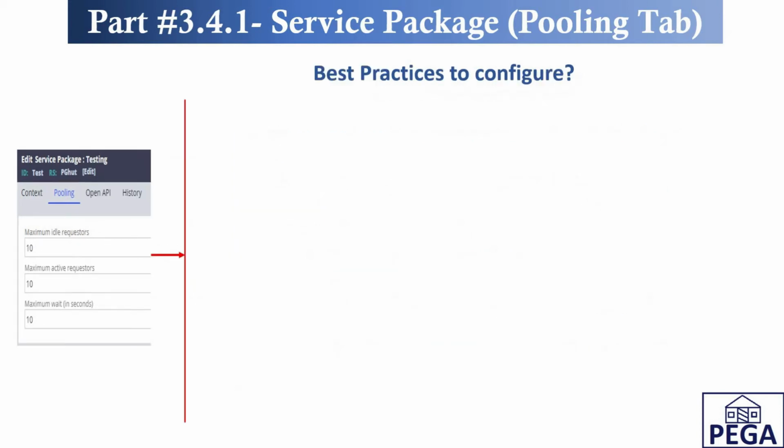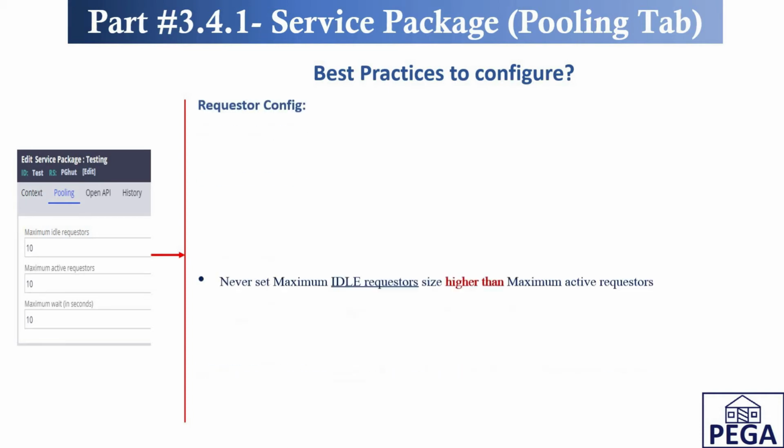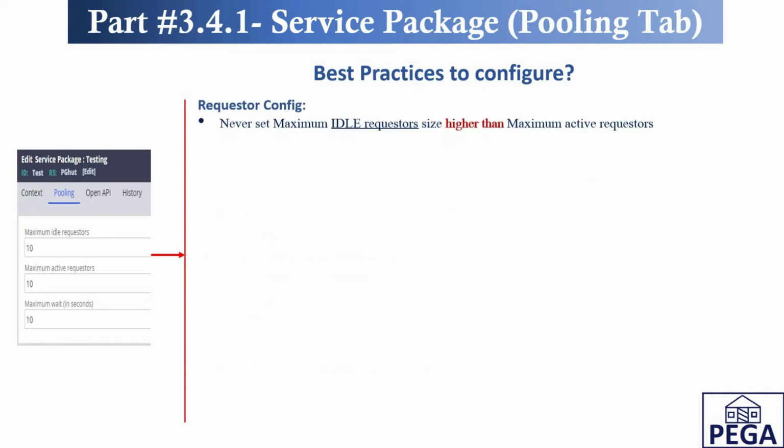Now let's understand the best practices that we can configure. The best practice is to never set the maximum idle requester size higher than the maximum active requester size. I'll explain why, so that you can relate to this. Let's say you are in an agile team and you have 10 members. If 10 members are going to work on a user story, it is good.